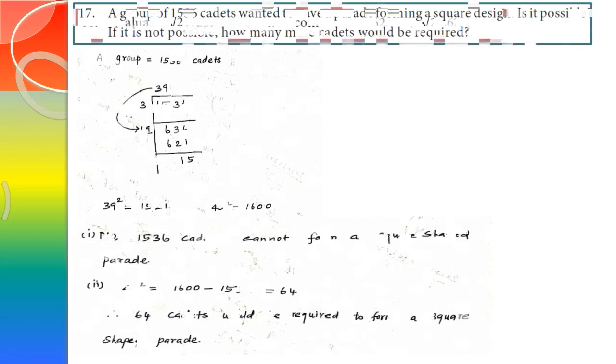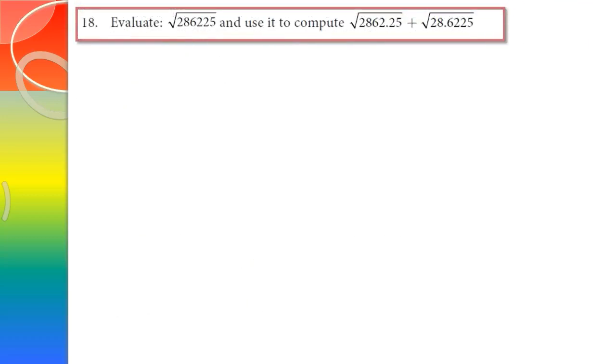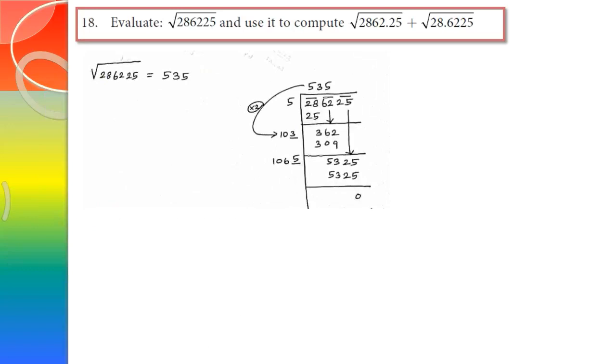Next one, we go to question number 18. Evaluate the root of 2,86,225 and use it to compute the root of 2862.25 plus 28.6225. First we find the value of 2,86,225, that is, taking the square root. We already learned this in lesson 1. So taking the square root of 2,86,225 is 535. Check the rough work on the right side.